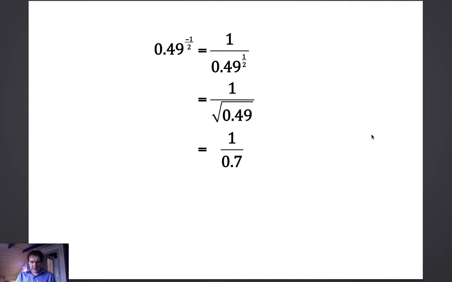So that's the answer, but it's a bit of a mess because it's a mixture of a fraction and a decimal. So I'll multiply top and bottom by 10 to turn that into 10 over 7. And then it's still top heavy, so I'll write that as a mixed number, 1 3/7. So 0.49 to the power of minus a half is the same as 1 3/7, and you can easily evaluate that without a calculator.